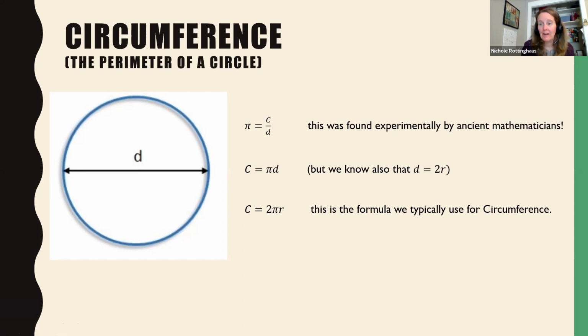Okay? So what we're doing today is just solving problems to find circumference, okay? If I give you the radius or the diameter of a circle, you can use this formula to calculate the circumference. All right, so let's solve a couple of examples.